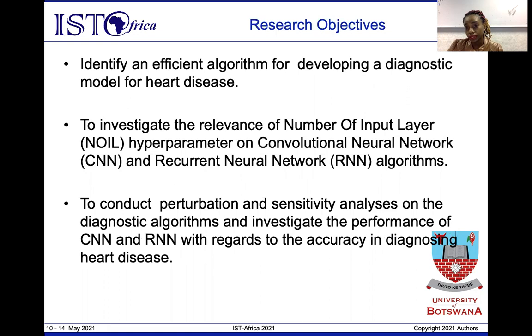number of input layers. I want to see how relevant this hyperparameter is on the CNN and the RNN, convolutional neural network and recurrent neural network algorithms. And then I'll be conducting perturbation and sensitivity analysis on these algorithms and see how they perform with regards to the accuracy in actually diagnosing heart disease.